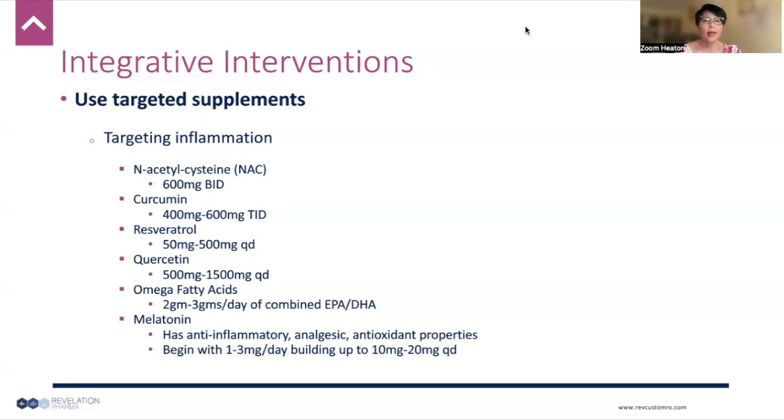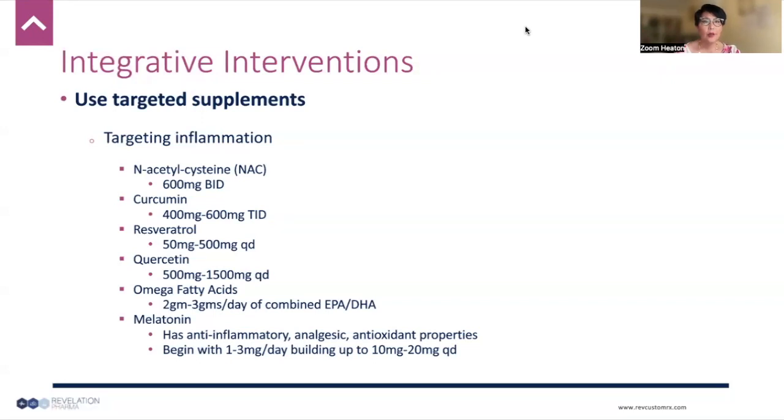Omega fatty acids not only reduce inflammation, but they also inhibit the activity of prostaglandins, which can reduce pain associated with endometrial lesions. And that is given 2 to 3 grams a day of combined EPA and DHA.